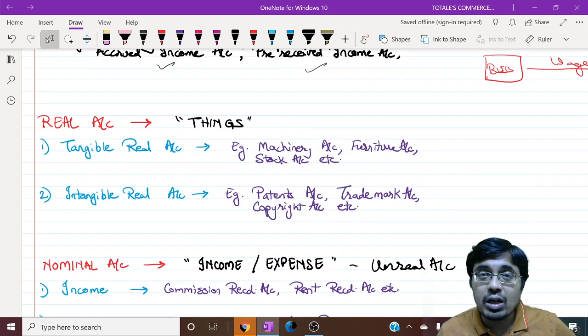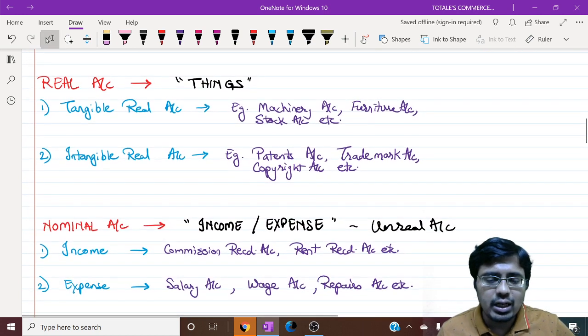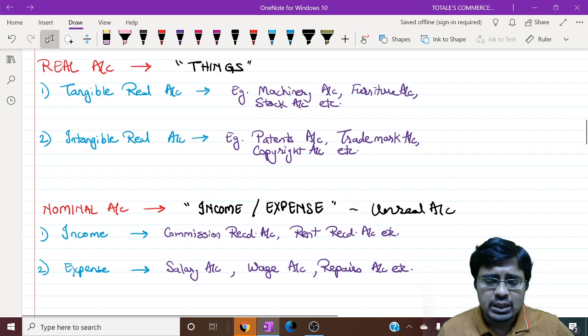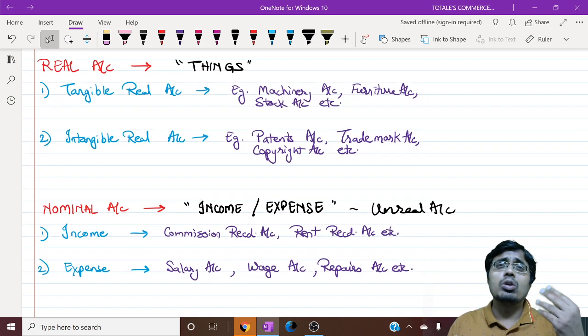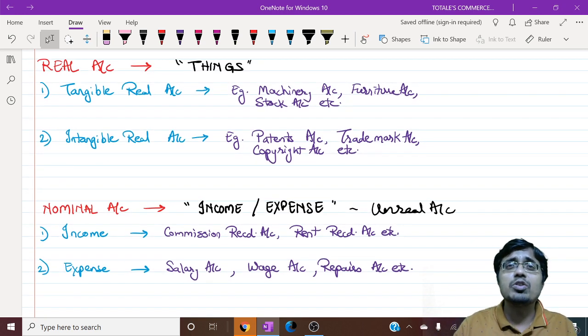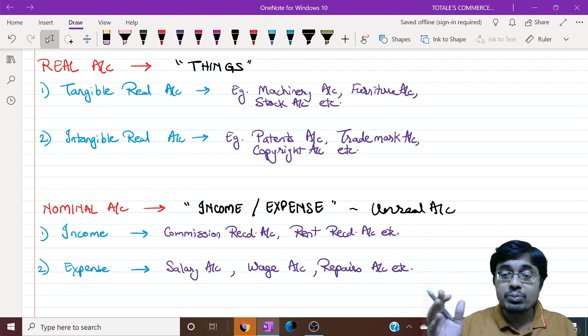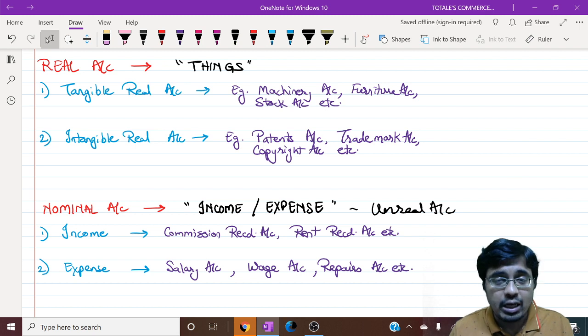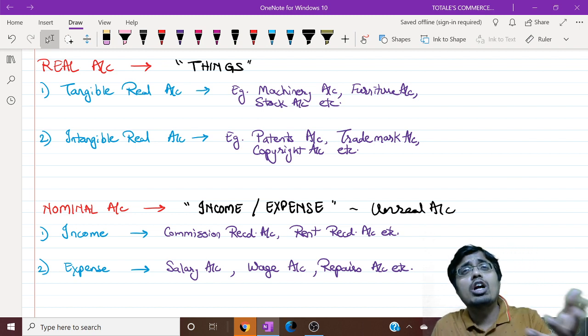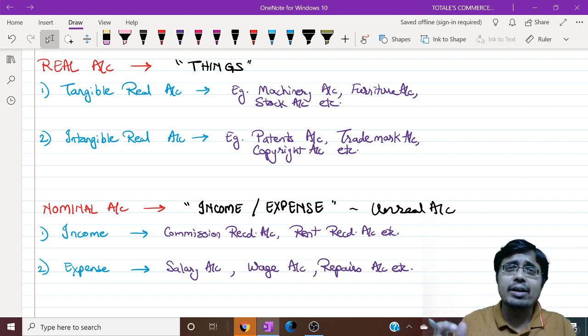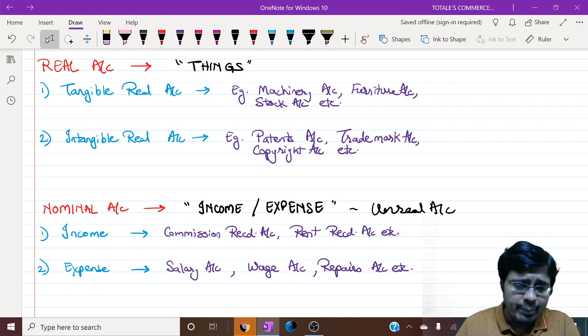The next type of account is real account. Real account deals with what? It deals with things. Now things can be tangible or they can be intangible. Tangible is something which you can see, feel or touch. It includes machinery, furniture, stock, etc. And intangible are the things which you cannot see, feel or touch. It will include patent, trademark, copyright, goodwill, etc.